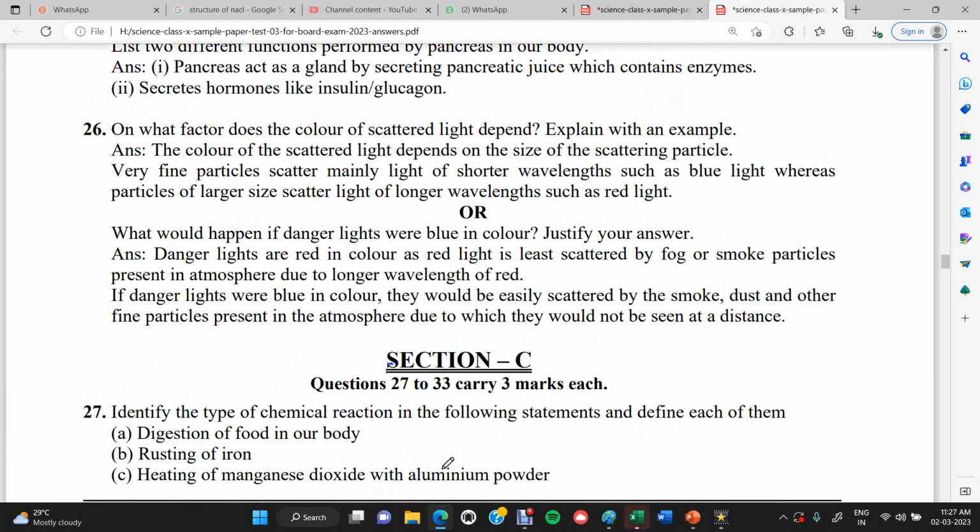Identify the type of chemical reaction of the following statements and define each of them. Digestion in our body, rusting of iron, heating of manganese dioxide with aluminum powder. What is the type of reaction? They asked about the type of chemical reaction. Digestion in our body.